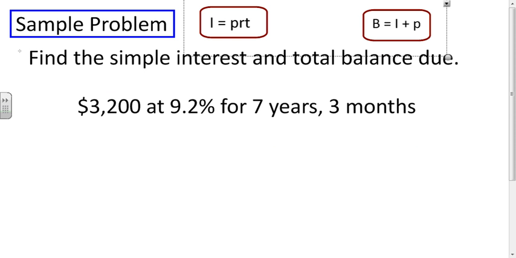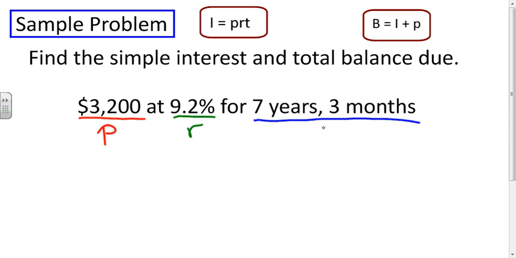So in this problem, I want to find the simple interest and the total balance due. So I'm looking for two things, simple interest and total balance. Well, I see that I'm borrowing $3,200, so that's my principal, at 9.2%. That's my rate for 7 years, 3 months. That's my time. So I'm just going to use my formula, I equals PRT, to first find the interest.